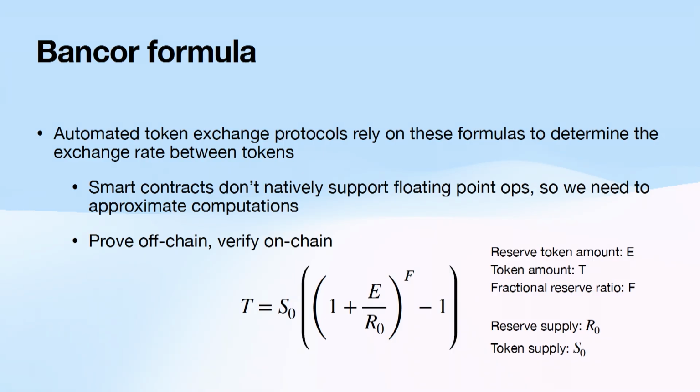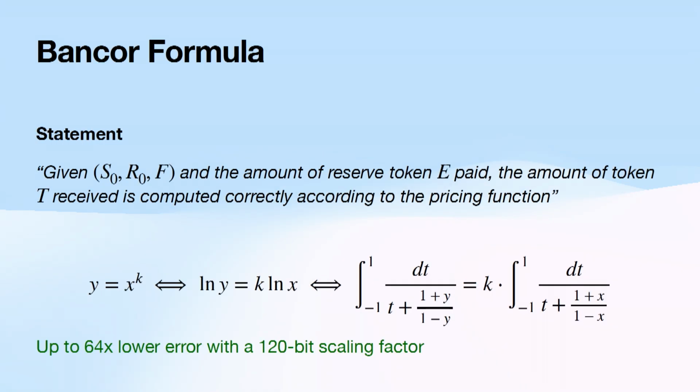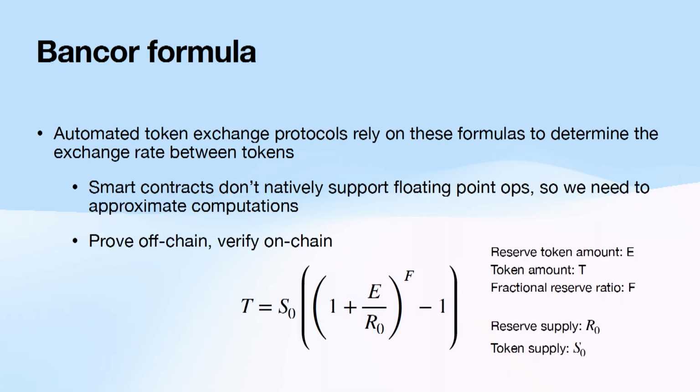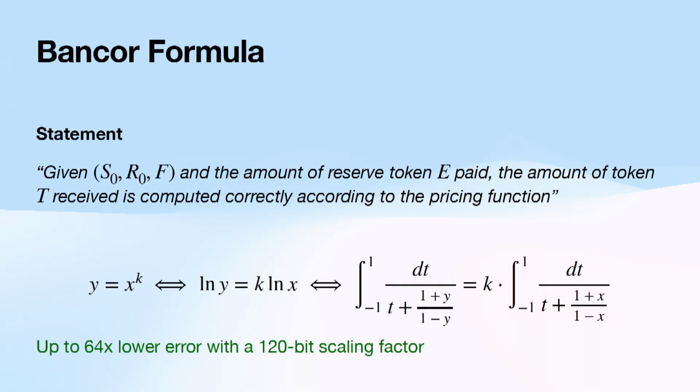So what would you like to prove? You would like to prove something like, given these bunch of things, and I pay E tokens, or E reserve, I'm going to get T output tokens. And these have been computed correctly according to whatever pricing function was in this slide. And how do we prove things like y is x to the power k?